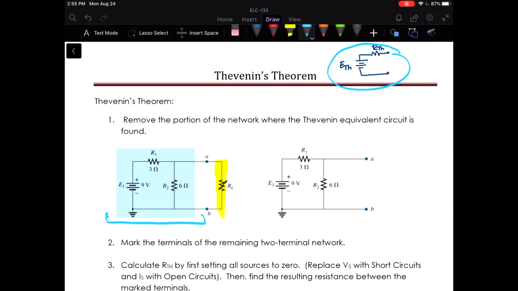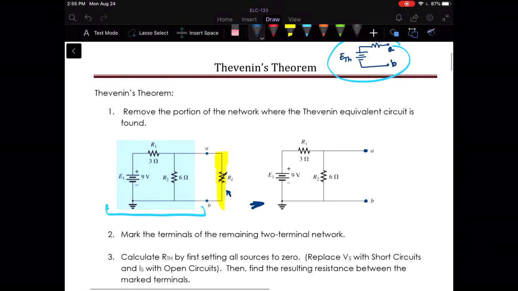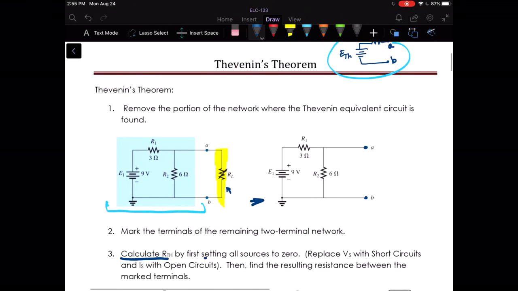So the process involved is, first of all, remove this RL, which we have done in this circuit. And of course, mark the terminals. We do that so that we know where to put this back. So I'm going to put A and B, and we'll put RL back between A and B at the end. The first thing we're going to do is calculate R Thevenin, and we do that by setting all the sources to 0.